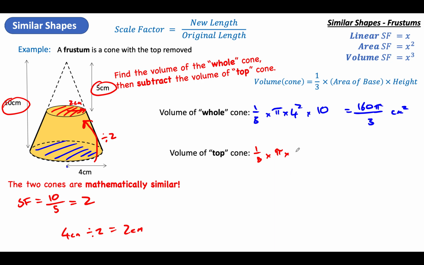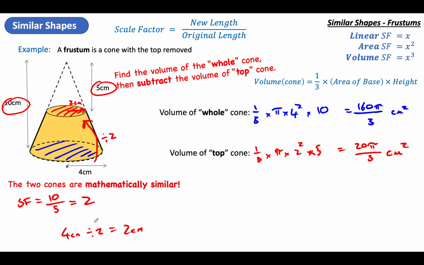In fact, I could, of course, use my volume scale factors to scale down the volume, but let's just stick to this for now. So 1/3 times the area of the base, so pi times 2 squared, and then times that by the height, times by the 5, which is the height of this top cone. I'm just finding the volume of the top cone, and I'm going to get my calculator to do all the work for me. So pi times 2 squared times 5 equals 20 pi over 3 centimeters cubed.